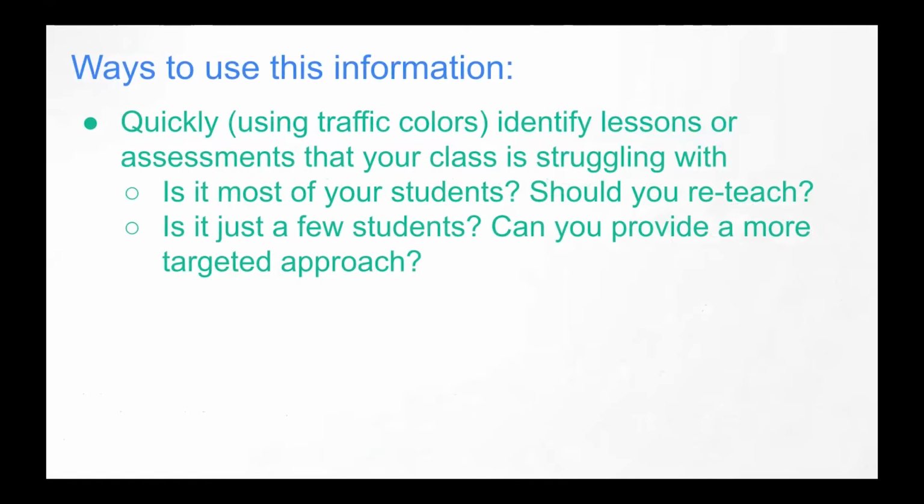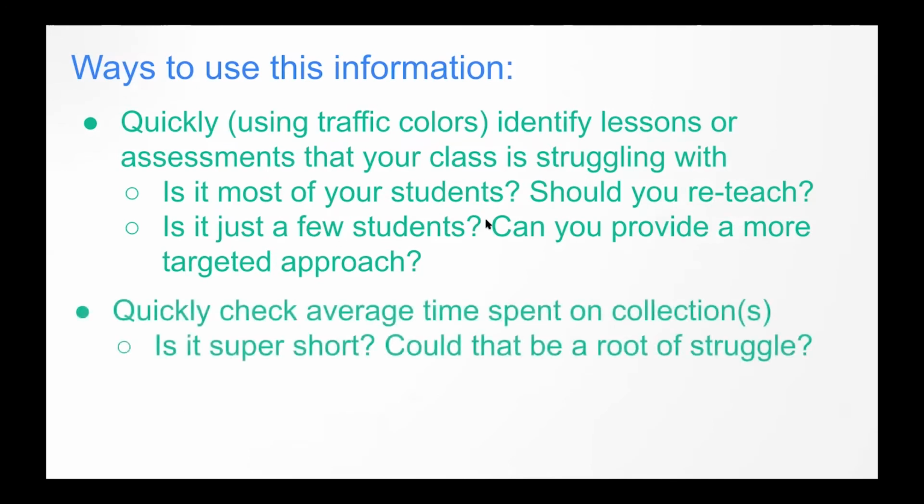All right, so just quickly, I want to talk about a few ways you can use the information that Hannah just highlighted for us. So you can, at a glance, using the traffic light colorings, identify the lessons or assignments that your class is struggling with. You can also tell, is it most of your students? That can give you an indicator of whether or not you should maybe reteach that lesson. Or is it just a few students, and can you provide a more targeted approach? Maybe something like small group work.